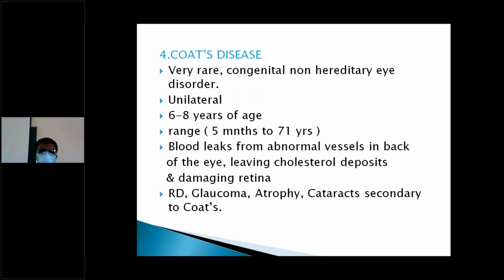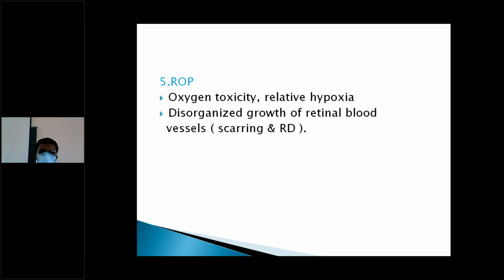Coats disease is also one of the differential diagnoses. It is a very rare congenital non-hereditary eye disorder, unilateral. Most commonly occurs between 6 to 8 years of age, range between 5 months to 71 years. Blood leaks from abnormal vessels in the back of the eye, leading to cholesterol deposits and damaging the retina. It can lead to retinal detachment, glaucoma, optic nerve atrophy, and cataract. ROP, retinopathy of prematurity, is related to oxygen toxicity and hypoxia: disorganized growth of retinal blood vessels, scarring and retinal detachment.